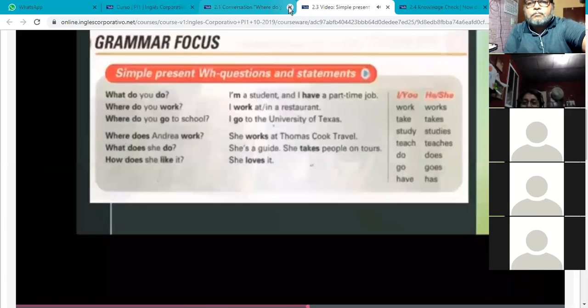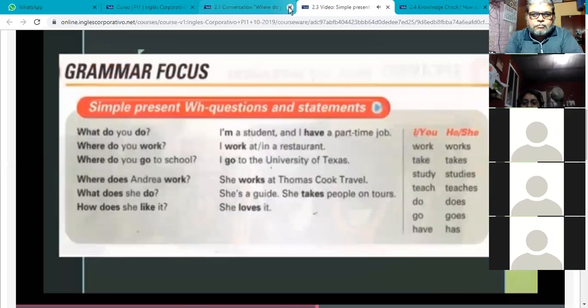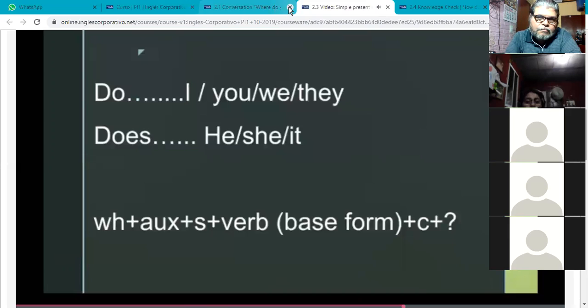Now that you have watched the video, I'm sure you noticed the changes on the verbs when talking in third person singular. For example, we say, I, you, work. He, she works. I, you take. He, she takes. This inflection happens only in third person singular affirmative sentences. Also, take note that when we ask any type of question in simple present, as in this case we're using WH question words, we must use the auxiliary do for I, you, we, they, and does for he, she, it.